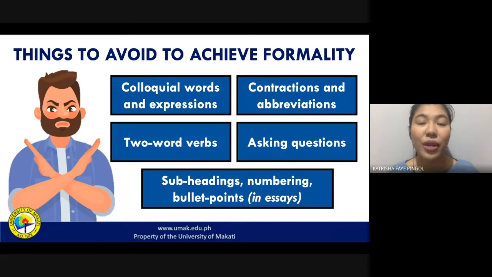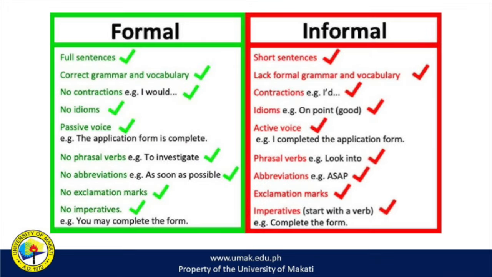In essays, whenever we write essays and we want to achieve formality, we avoid subheadings, numbering, and bullet points. So as much as possible, express your ideas, your thoughts, your beliefs, for example, in complete sentences and complete paragraphs, and make sure that those sentences transition smoothly, flowing from one idea to another. Here's another guide to help you in achieving formality.